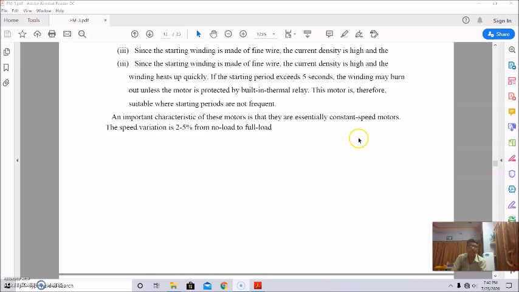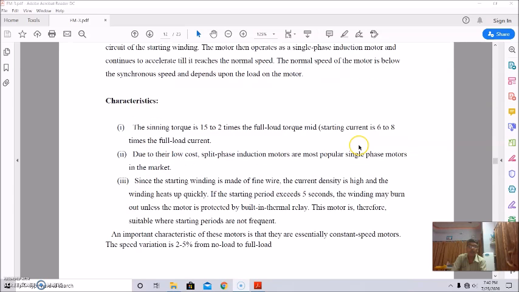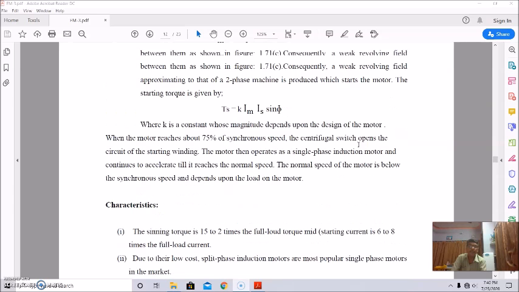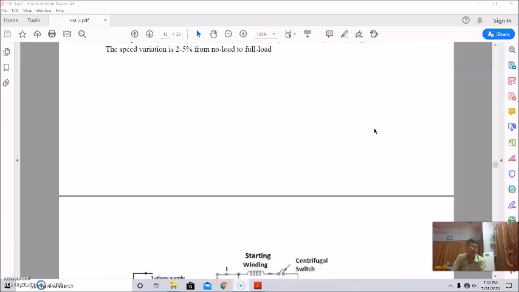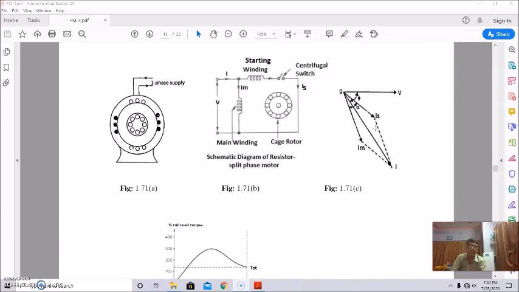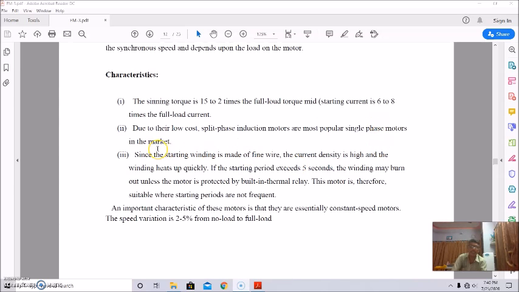So in that way, as I told you, the starting winding is highly resistive, and the main winding is highly inductive to achieve this phase angle of 25 degree to 30 degree. So that's all about the principle of operation, and now we will come to the characteristics.